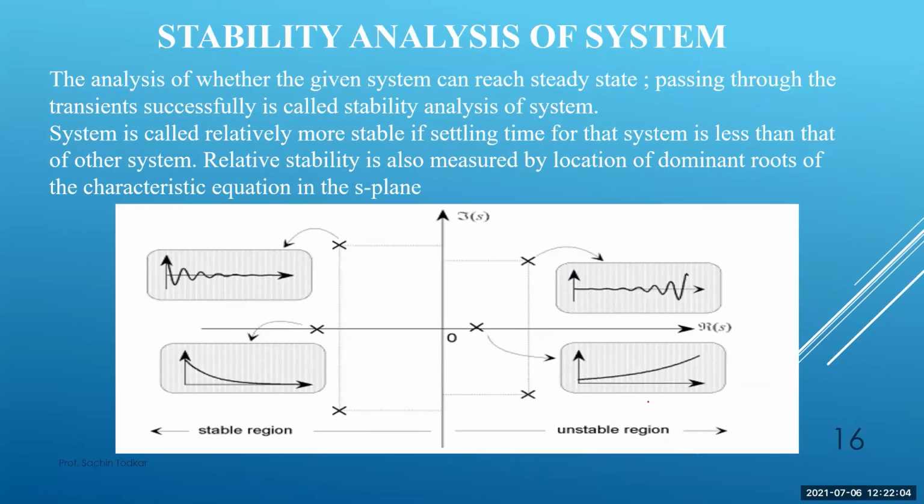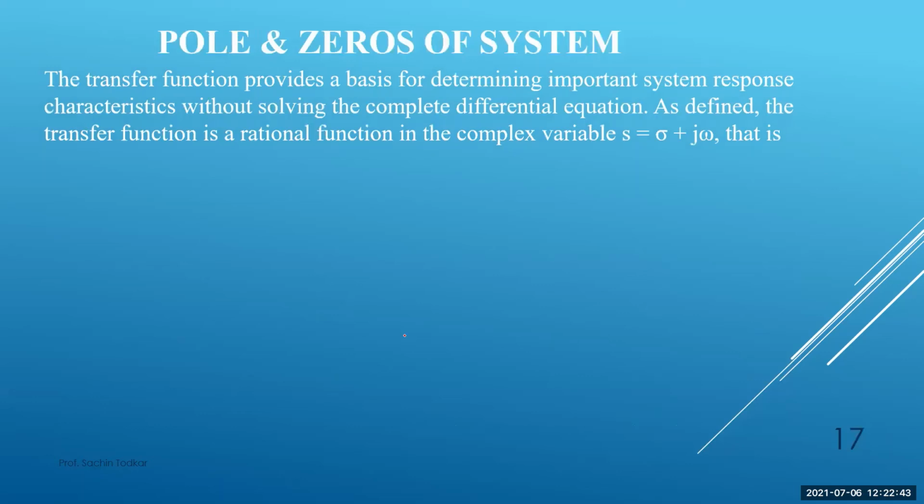Now, how to find out the stability analysis, because in the exam they may ask you numericals based on stability analysis, and for stability analysis we have to find out the roots of that particular equation. The system is called relatively more stable if the settling time of the system is less than that of the other. Relative stability is also measured by the location of dominant roots of the characteristic equation in the S plane. So we are going to find out the values of these poles and zeros.